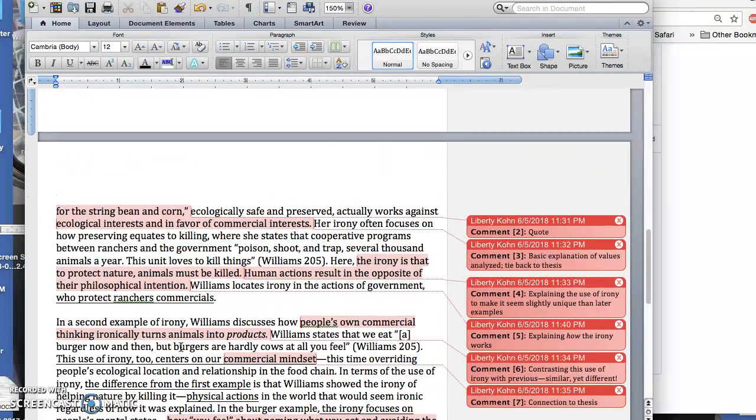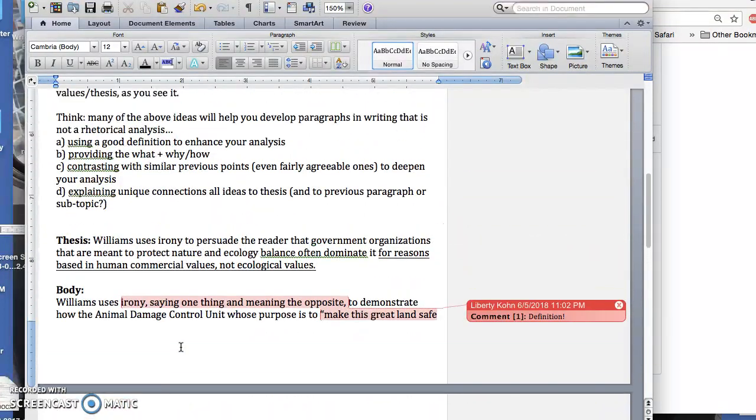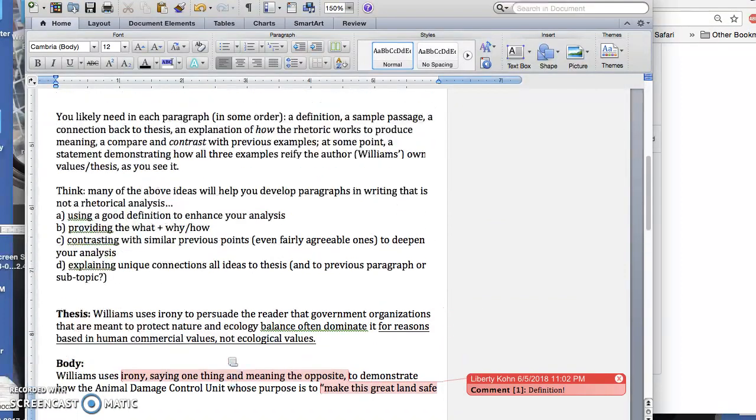All right, and so that's just for irony. That would be 1 rhetorical device. You're asked to analyze at least 2 to make sure you have enough for the paper. All right, so what are the things you want to do?